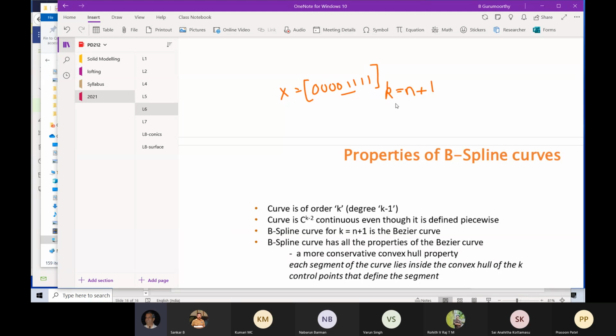Because it is a special case, the general will have a superset of the properties of the particular, which is the Bezier. Therefore, the spline also has the same properties of endpoint interpolation, tangent to the polygon legs, and the convex hull property. But the good thing is that in addition to the convex hull property with all the control points, it has a more restrictive, tighter convex hull property, meaning that each segment will also follow the convex hull property.